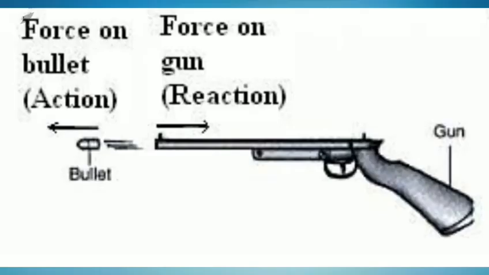Let's move on to another example. Suppose when a gun is fired, it exerts a forward force on the bullet. Then the bullet exerts an equal and opposite reaction force on the gun. This results in the recoil of the gun. Since the gun has a much greater mass than the bullet, the acceleration of the gun is much less than the acceleration of the bullet. Students, this is how Newton's third law works when a gun is fired.